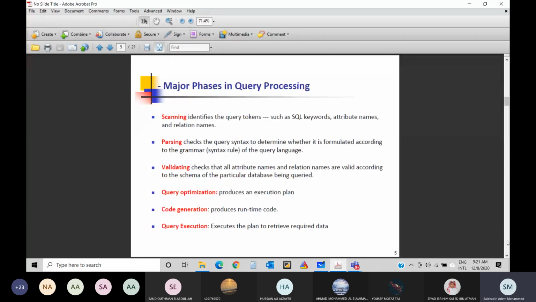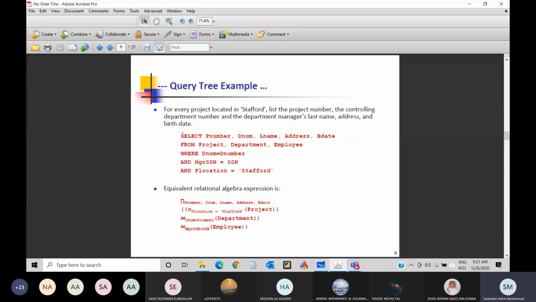For example, here, do you see this is a select statement, this is SQL, and this is a relational algebra. So this is one SQL statement: select project number, department number, last name, address, and birth date from project, department, and the employee, where department number is so and so. So this is a correct select statement. Then what will happen is the optimizer will take this one and convert it to relational algebra. So this is the same relational algebra. This one and this one will give you the same output. But this is the relational algebra and this is an SQL.